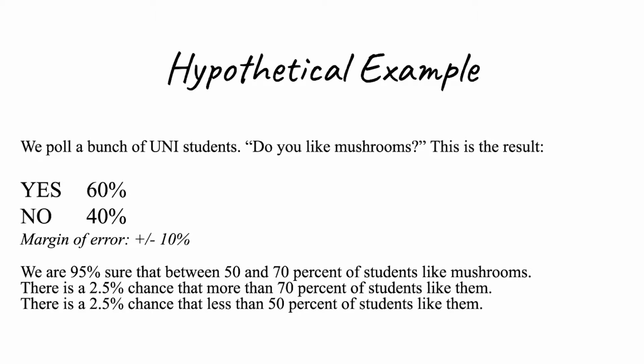Okay, Monster Puppet, how are they going to interpret 95%? 19 out of 20 times. See, I'm good. All right. And so that means there's a 2.5% chance that it'll be more than 70 and a 2.5% chance that it'll be less than 50%. And that's what the poll actually means.